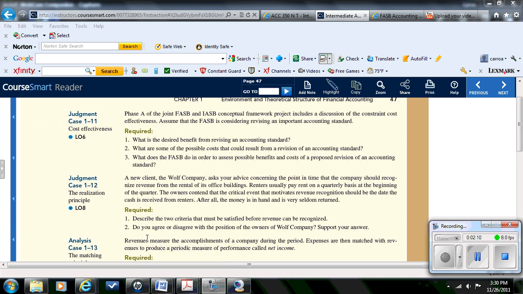The question has two requirements. It asks us to describe the criteria that must be satisfied before revenue can be recognized. So we're talking about the revenue recognition principle. And we ask for our opinion on the position that the company has taken, which is revenue should be recorded when the cash is received. And whether this is said or not, we always must support our position. You support your position through research of authoritative accounting sources.